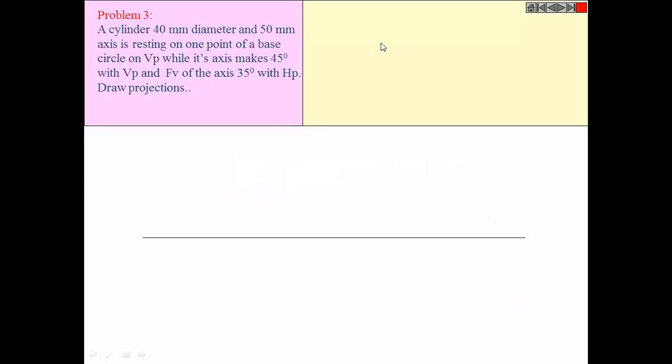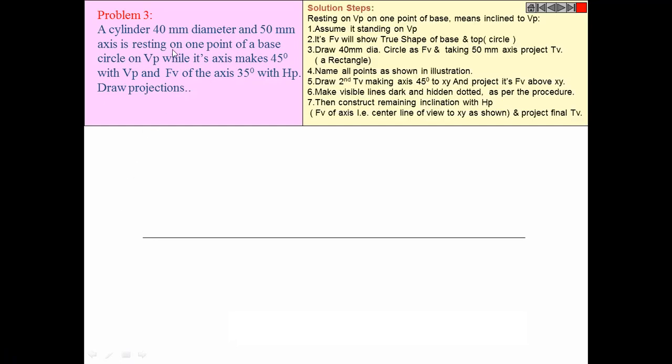What is the problem? A cylinder of 40 mm by 30 mm axis is resting on one point of its base circle on VP, while its axis makes 45 degrees with VP and the front view of the axis makes 35 degrees with HP. Okay, so now let us see. First, a cylinder is given. It is resting on HP first of all. Sorry, VP, through one of its points. Okay. Now I will just show you. Wait a moment.